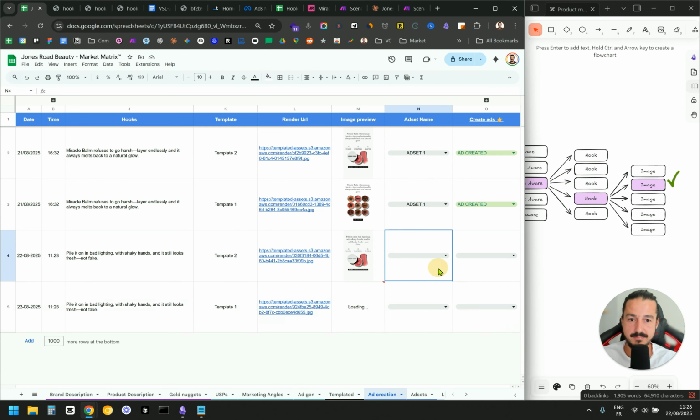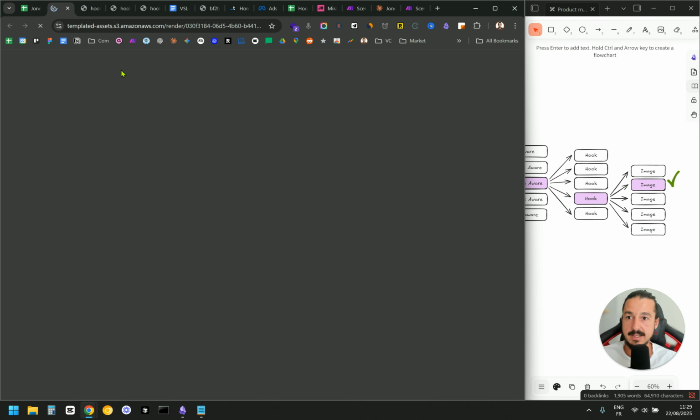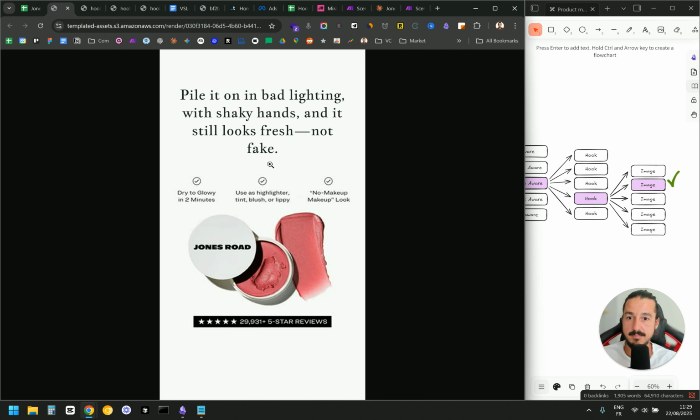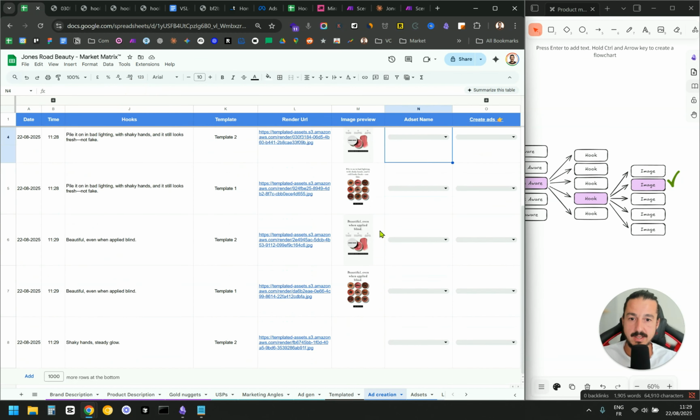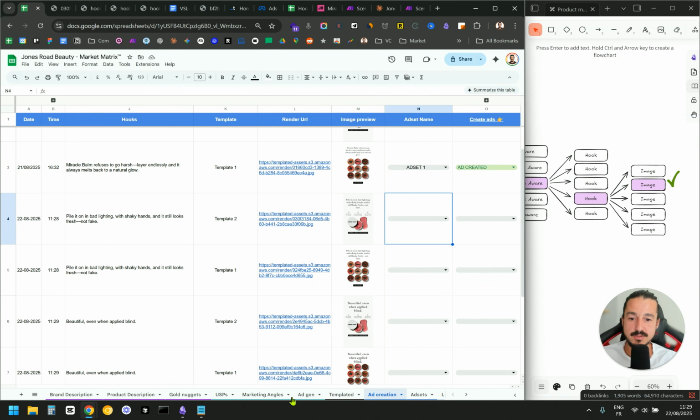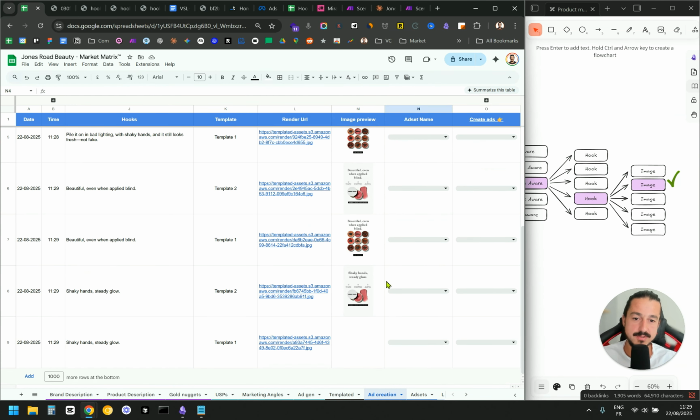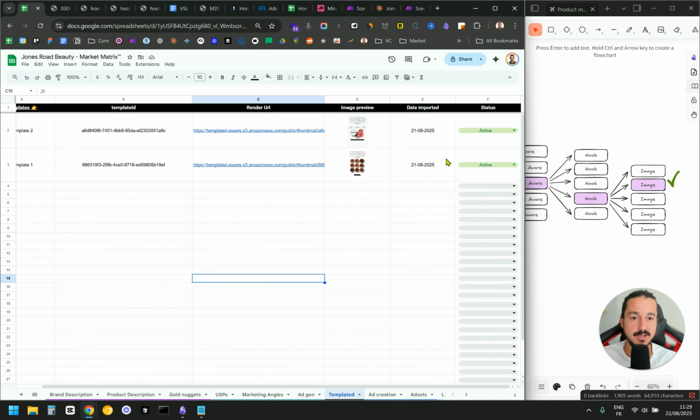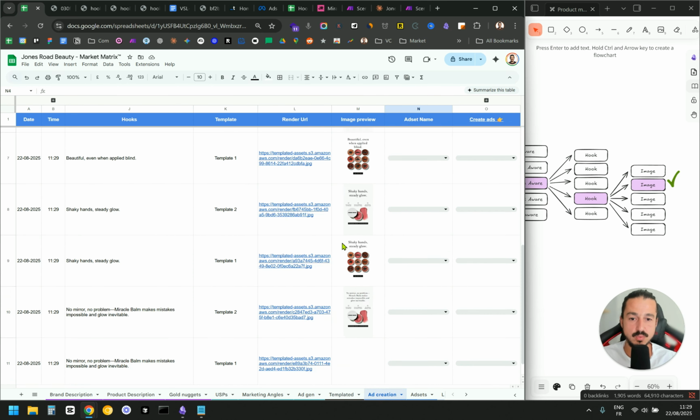Here they are. And as you can see here, shaking hand, and it looks fresh, not fake. And it creates six while I had three hooks I want to create, simply because I activated two templates. So for each hook, it will create two variations.